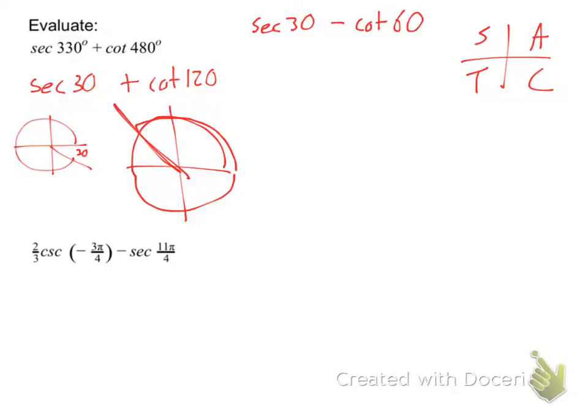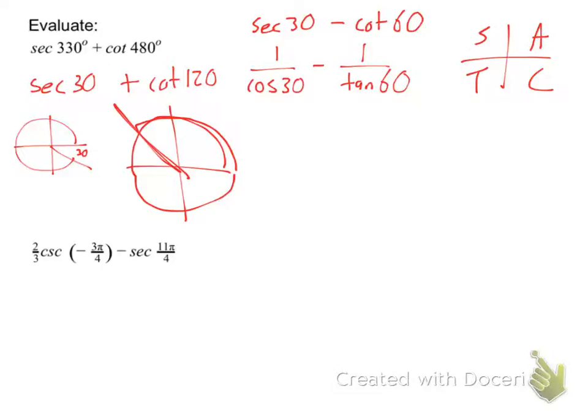Bless you. At this point, I have now got all my reference angles taken care of. I now want to switch everything to the big three. And here's the thing, you could have switched to the big three first and then found all your reference angles. It would not have mattered. So, secant of 30 is the same thing as 1 over cosine 30. Minus cotangent is 1 over tangent of 60.